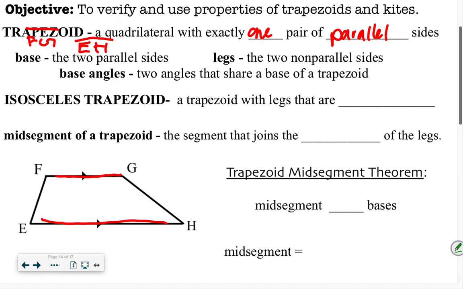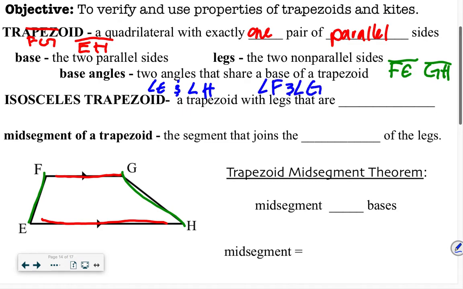What are the legs? One of them is FE. What is the other one? GH. Those are the legs. In a regular trapezoid, they're not congruent. In an isosceles trapezoid, they are congruent. And base angles that go together, one pair that go together, are angle E and angle H. What's another pair that go together? F and G. So these angles go together, and these angles go together. Those are our base angles.